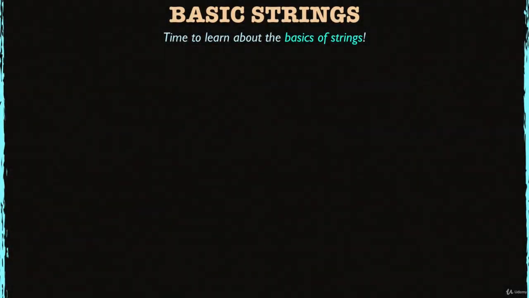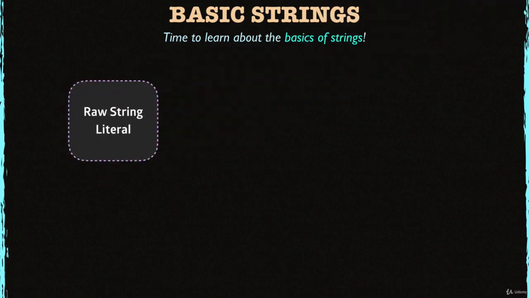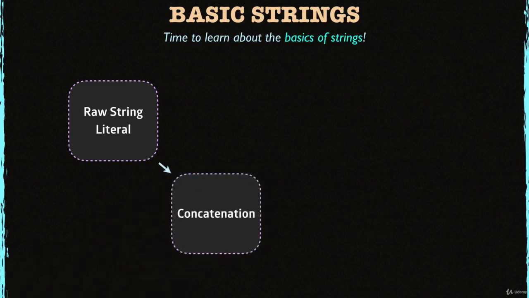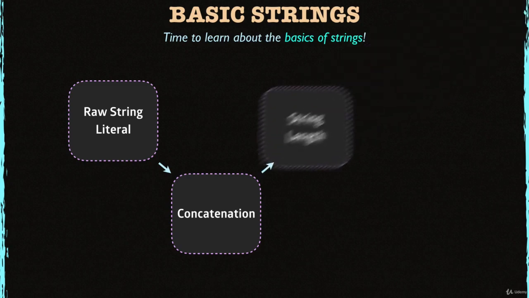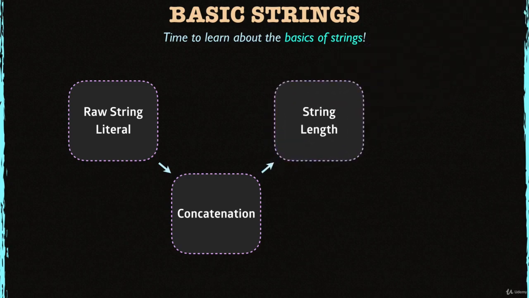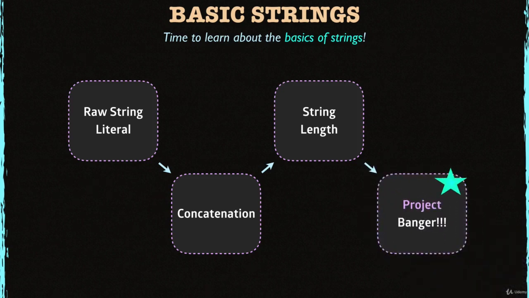Welcome. In this part of the section, I'm going to show you the basics of strings. In the first step, I'm going to talk about raw string literals. In the second step, you'll learn how to combine strings using the concatenation operator. In the third step, you'll learn how to get the length of a string. And in the last step, I'm going to show you an example program using strings.